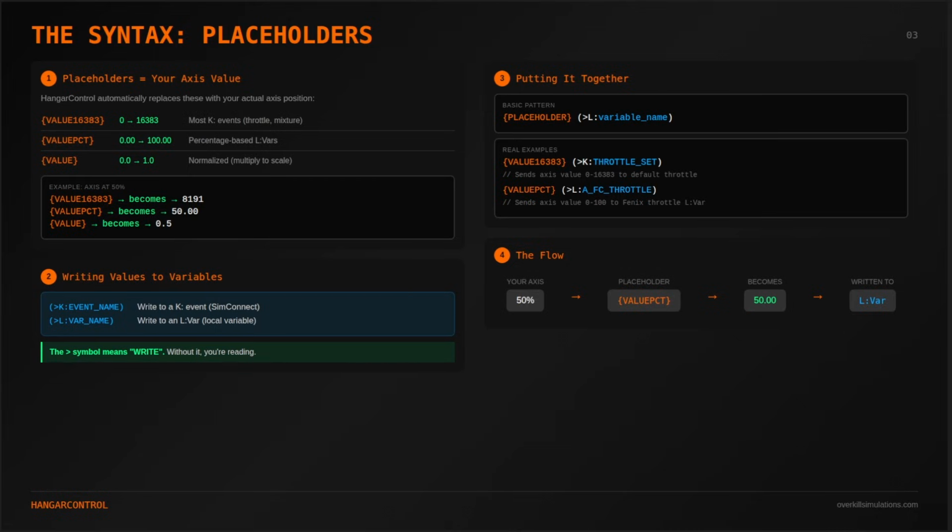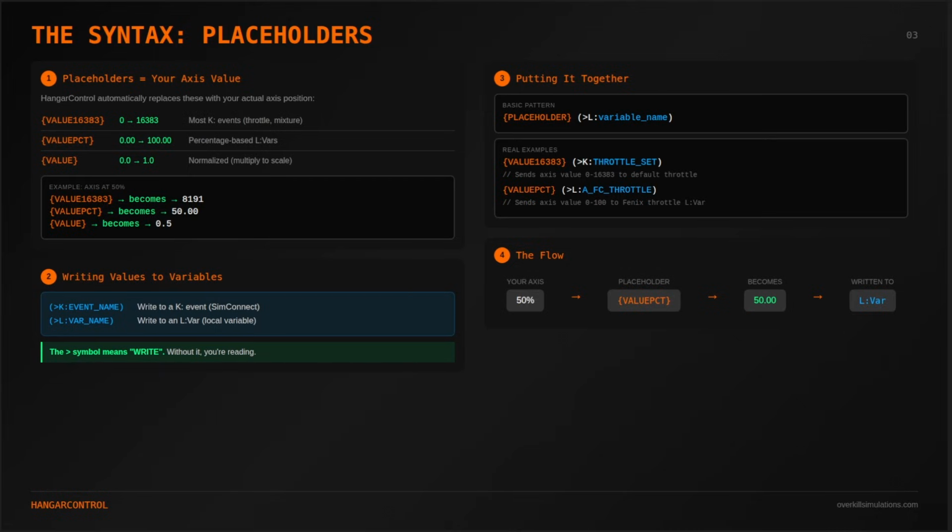So you have three options. Value 16383 gives you a number from 0 to 16,383. This is what most K events expect. Your throttles, your props, your mixtures, anything that you would put on an axis.